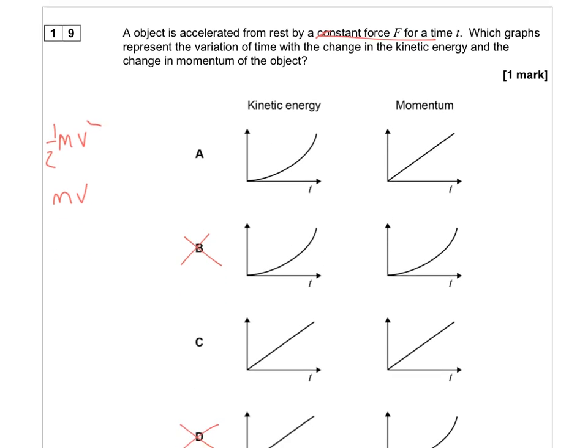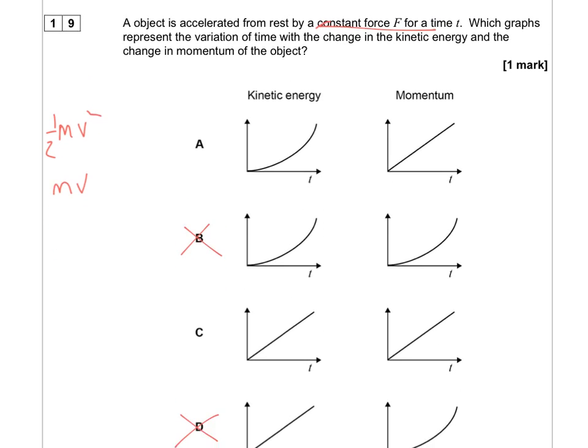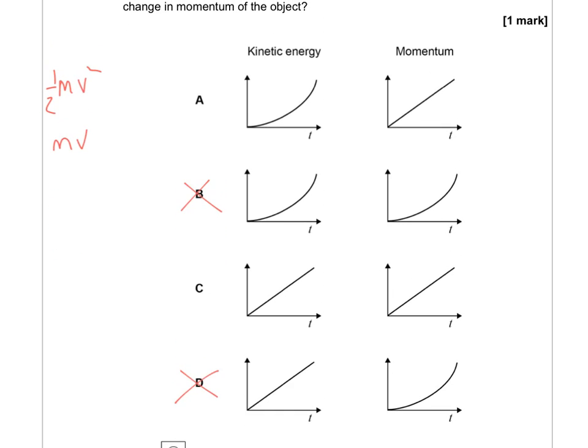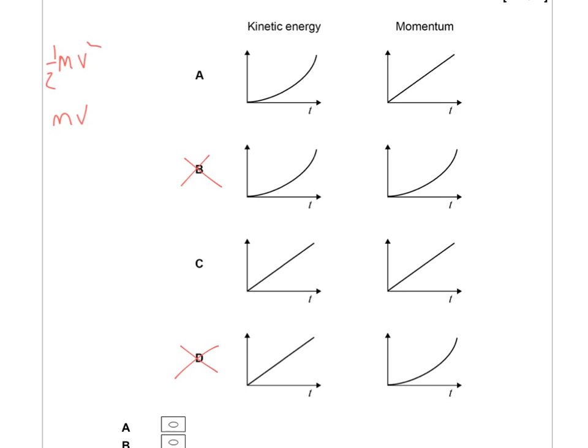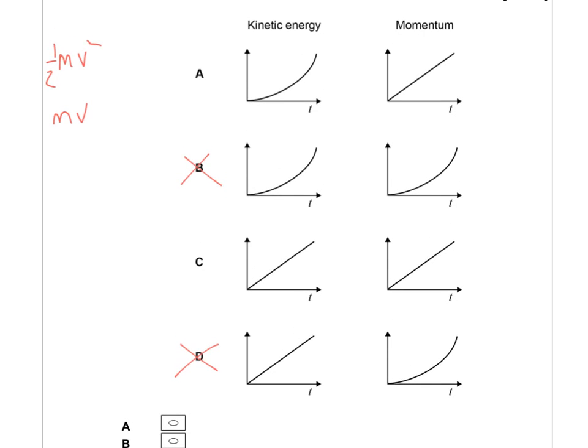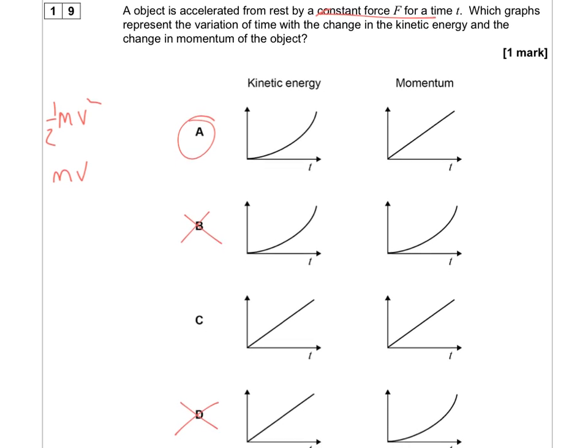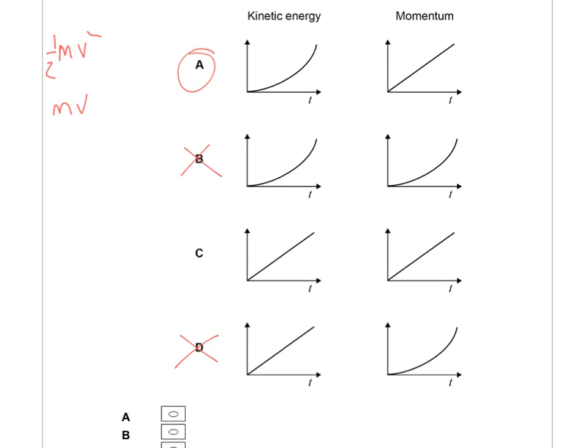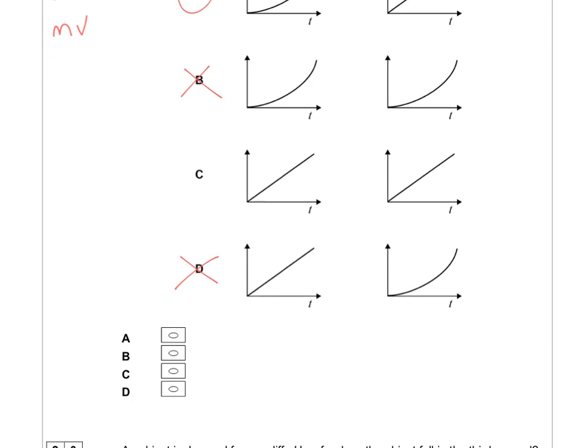The key thing here is your acceleration is constant, which makes velocity linear. So kinetic energy has a v squared, so that's going to end up being a quadratic type graph, which is going to mean it's going to be A for this one, because that's the only one that shows you a quadratic of the two options left.